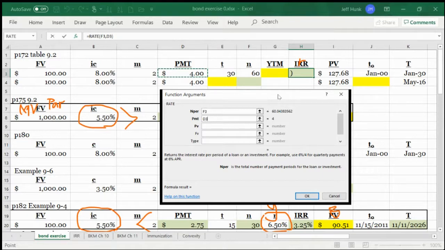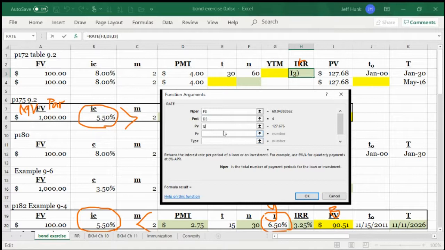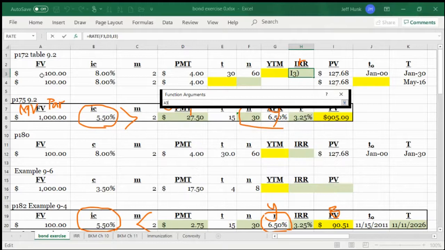Currently everything is expressed, the dollar values are expressed as a percentage of the face value, 1,000. But when you use the rate function, you don't have to do it that way. When you use the rate function, you'll see present value, this is the present value, and future value, this is the future value, right?